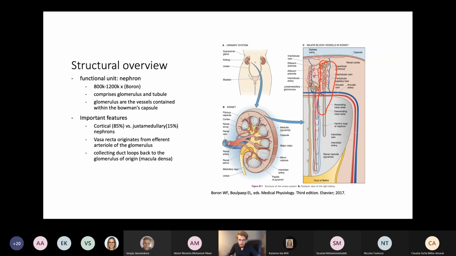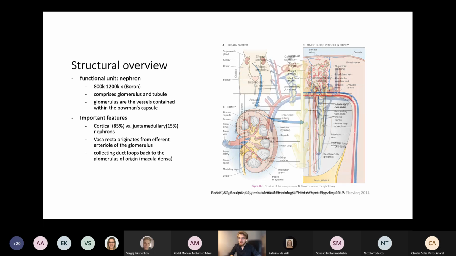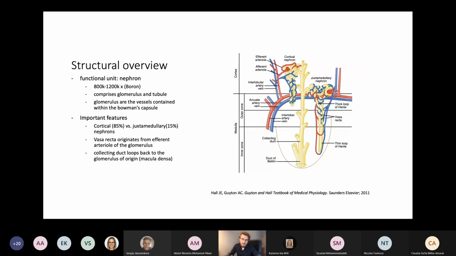In case you're not familiar with all the morphological details, I recommend going back to histology and looking at that a little bit more. Next up, here is the slightly better comparison of a cortical nephron and a juxtamedullary nephron. The cortical just touches on the outer zone of the medulla. The juxtamedullary nephron goes all the way inside. What is the difference between a cortical and a juxtamedullary nephron?